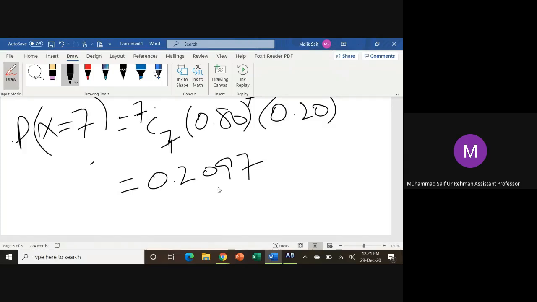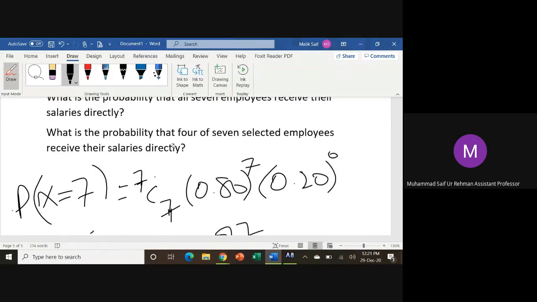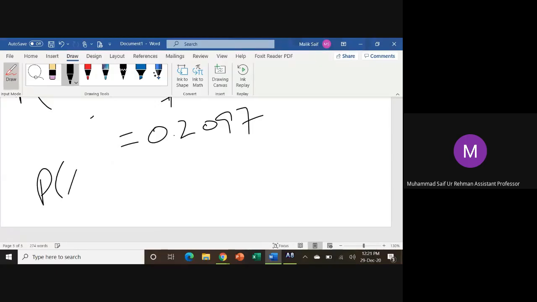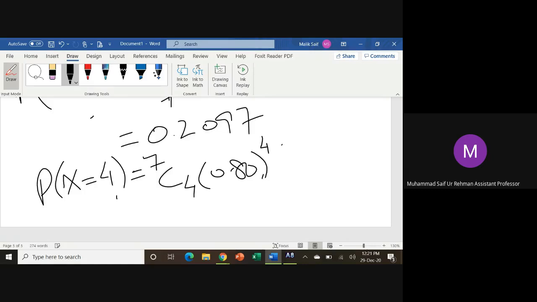Right? So now come to the last question. What is the probability that 4 of 7 selected employees receive their salaries directly? In this case, 4 of 7 means that X is equal to 4 now. Total employees are 7, so 7C4, 0.80 power 4, and 0.20 power 7 minus 4, that is 3. So you can solve it.